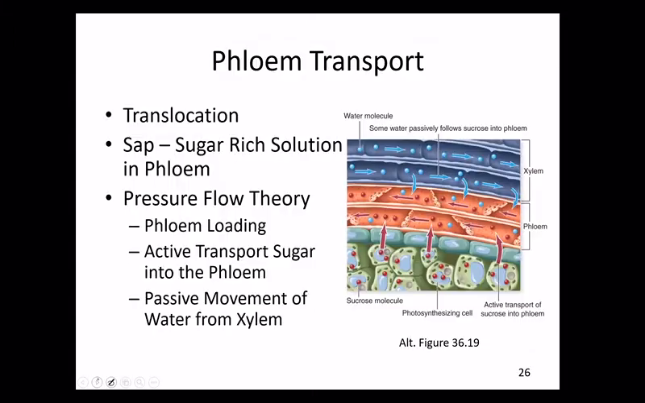When we talk about the movement in the phloem, we refer to this as translocation. We're going to use the pressure flow theory to explain this, and this involves the water potential. Here, in simplified form, is how this transport works. The transport starts with the active movement of sugars, carbohydrates, into the phloem. As that sugar is pumped in, there may be some ions that are moved in too.